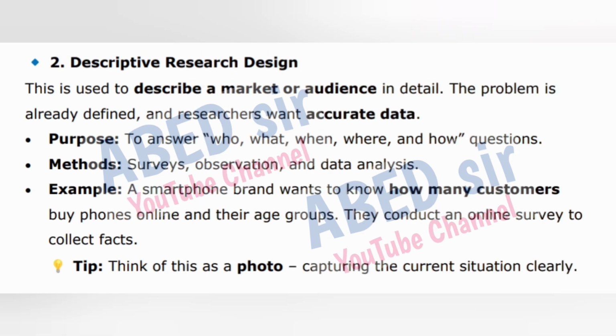2. Descriptive research design. This is used to describe a market or audience in detail. The problem is already defined and researchers want accurate data. Purpose: to answer who, what, when, where, and how questions. Methods: surveys, observation, and data analysis. Example: a smartphone brand wants to know how many customers buy phones online and their age groups. They conduct an online survey to collect facts. Tip: think of this as a photo capturing the current situation clearly.